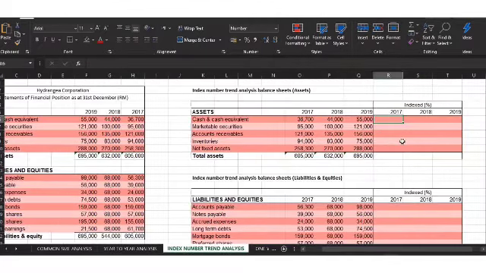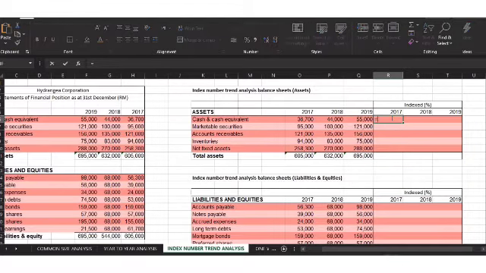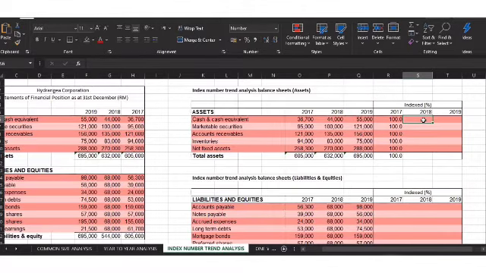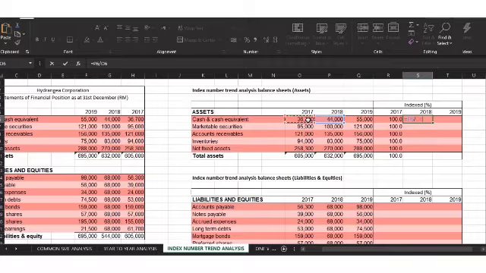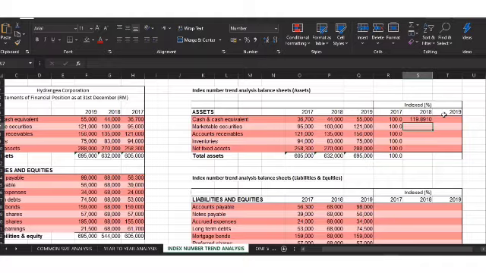This analysis is index number 10 analysis. So how to calculate it? For the index percentage for 2017, we must standardize it into 100%. To calculate the index percentage for 2018, the formula is equal the amount for cash for 2018 divided by 2017 for cash, and multiply by 100. We will get the answer 119.89%.